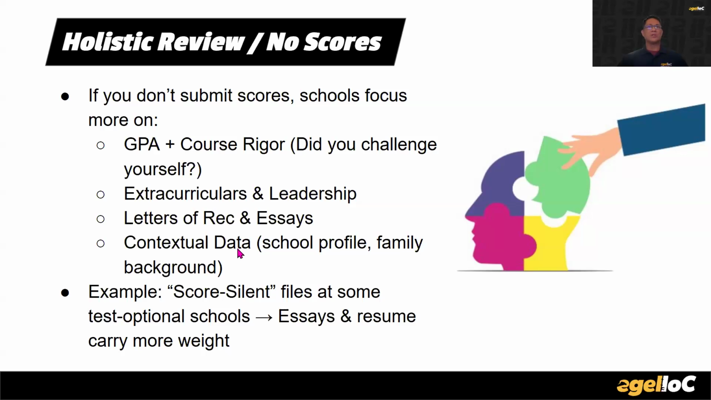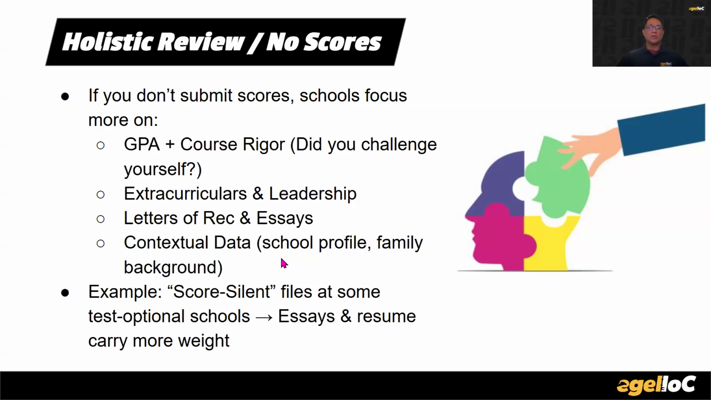Another thing is contextual data. What we talk about is your school profile and your family background. This is actually stated by the UCs when they talk about their acceptance criteria or overlays, in which your family background can make a difference. For example, if you had to help your family by taking care of the kids. This is contextual data that really can help you.